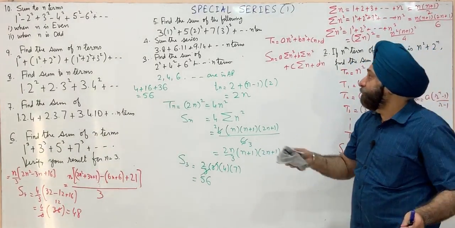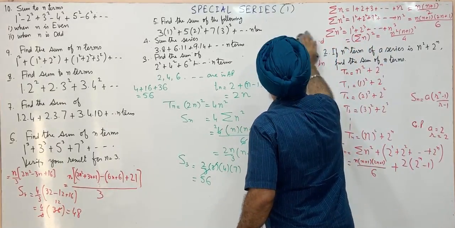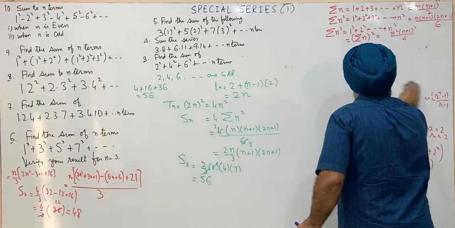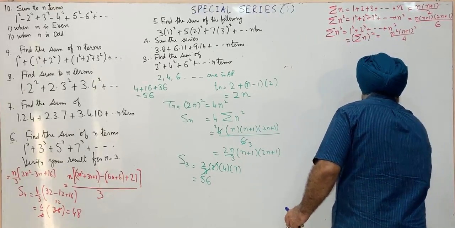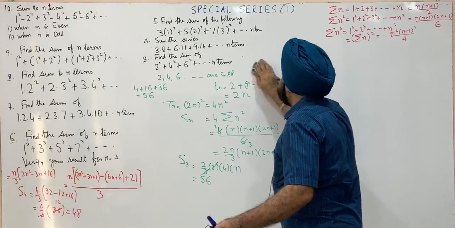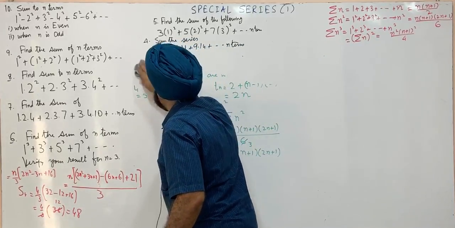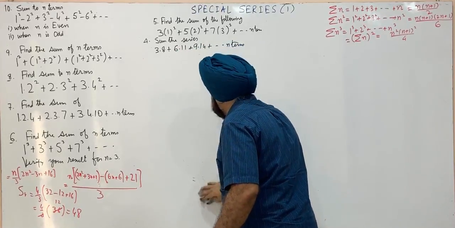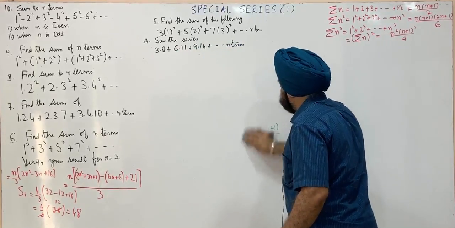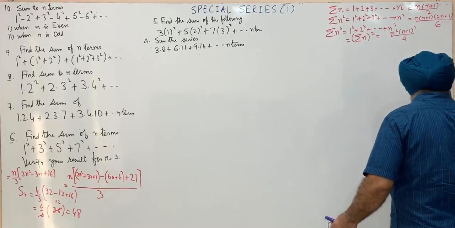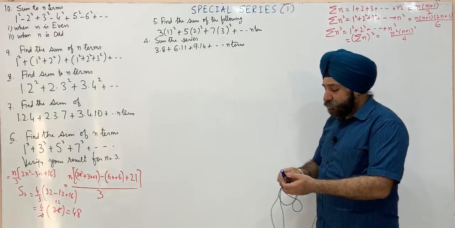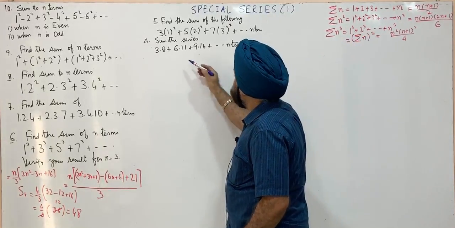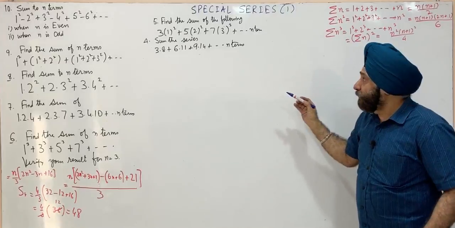The next one. We have to find sum of n terms of the next series. The terms are 3 into 8, 6 into 11, 9 into 14 and so on. So let's identify the pattern. Each term is product of two factors.